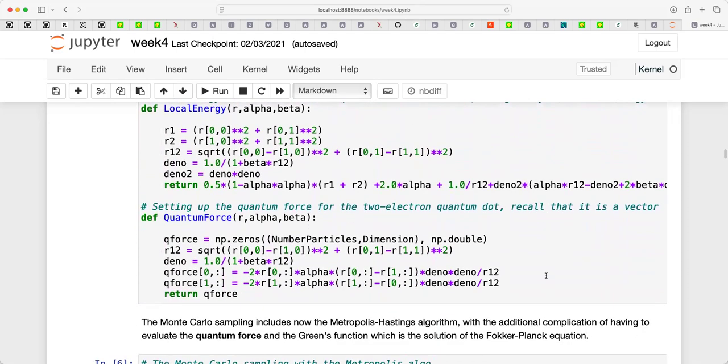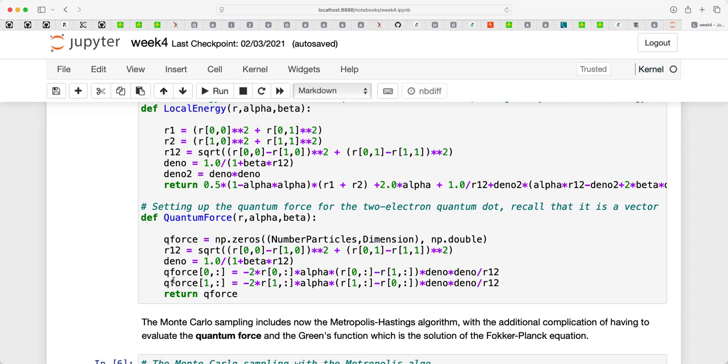Then I calculate this quantum force. So I calculate the quantum force for both particles. In this specific case, I'm moving both particles first, and then I do the Metropolis test. But as I told you, it's more convenient to move one particle at a time. But in the examples I have, since I'm just dealing with two particles, I move both particles, and then I calculate the new trial wave function.